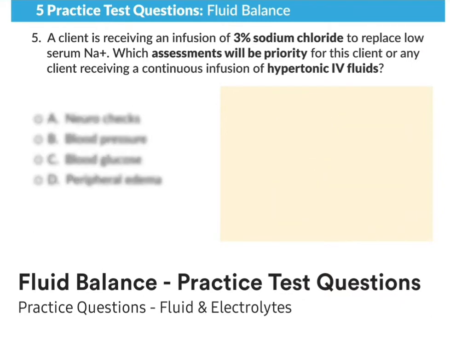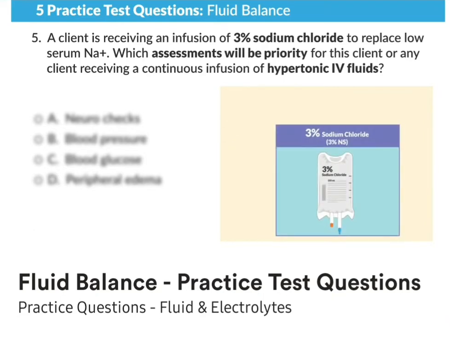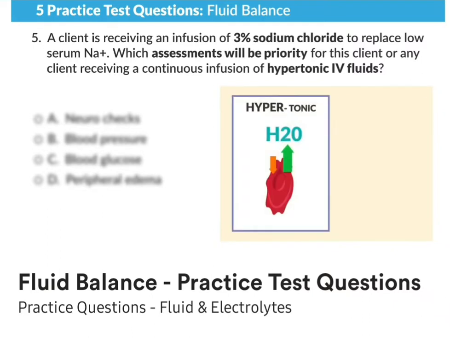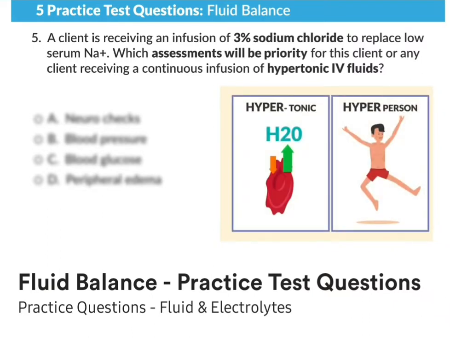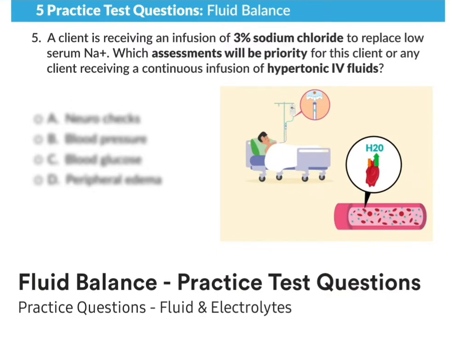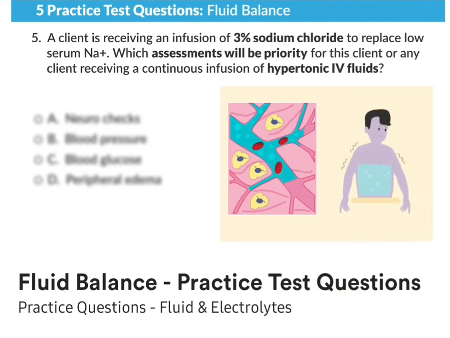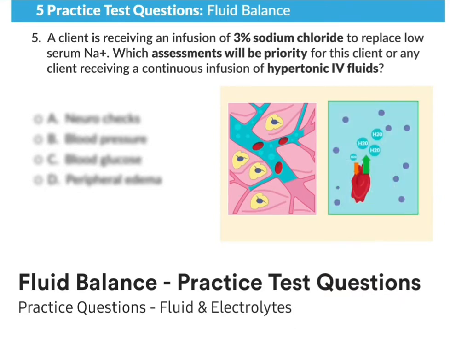Okay, before looking at the options here, focus on the key words. 3% sodium chloride, that hypertonic solution. Just think of a very hyper person who is very skinny. So, in the same way, we get very skinny cells that are drained of all their fluid into the bloodstream. And now we have way more fluid inside the vascular space, the blood vessels, leading to fluid volume overload, as all these cells are being squeezed for their fluid.